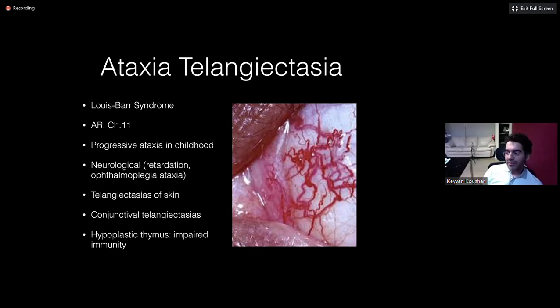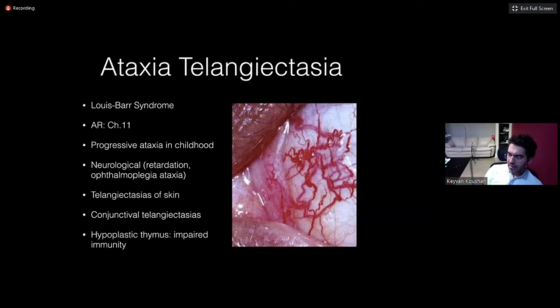It is an autosomal recessive condition. It's a prominent exception to all the rest of these things that are autosomal dominant or sporadic. This is autosomal recessive. They have ataxia in childhood. This gets worse and worse, obviously. And usually when you have ataxia, it's a neurological condition, so they have other neurological problems. They have ophthalmoplegia. They have mental retardation. They get telangiectasia of the skin and conjunctival telangiectasia, as you can see in the picture. And then they have impaired immunity. They have a hypoplastic thymus and impaired immunity.